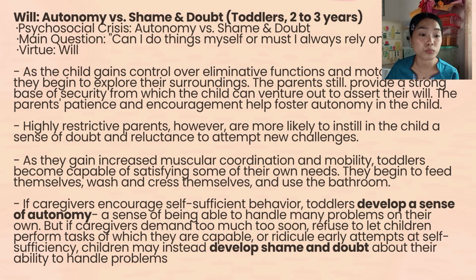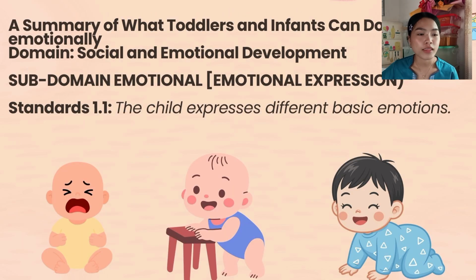Okay, so we must really know when and where to say things like, not yet, you can't, and we must know the times when we need to let them do things on their own. Okay, now let's proceed to the summary of what toddlers and infants can do socio-emotionally.